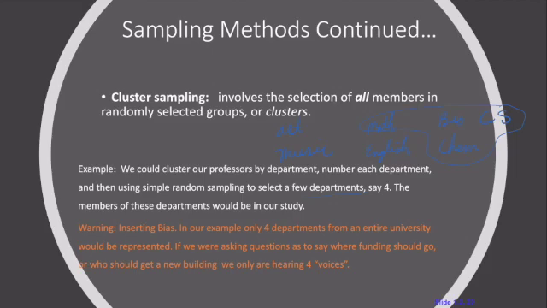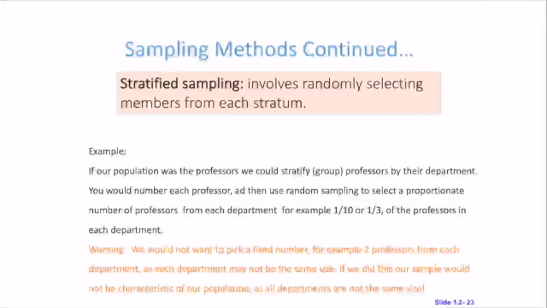The next example is stratified. This is a little bit better at not introducing bias, but you have to be careful. So stratified sampling involves randomly selecting members from each stratum. So in this case, we'd break up our departments, right? We had art, music, chemistry, bio, English, math, computer science. Man, there's a lot of subjects you can study, which is great.